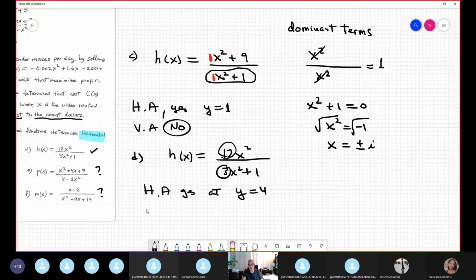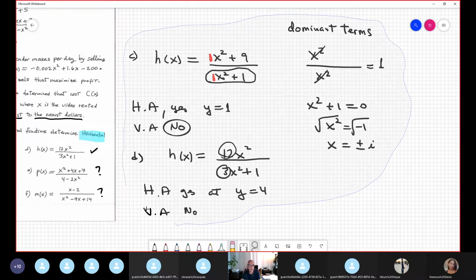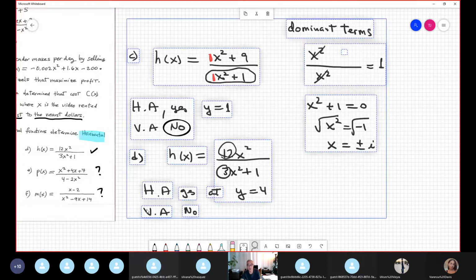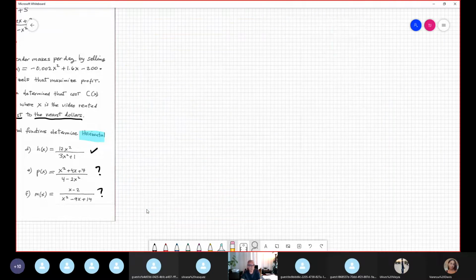Now you separate the dominant term, which is 12x squared on the top and 3x squared on the bottom. You simplify the x squared and the answer is 4. And obviously, the vertical asymptote, by the same reason, we have none, because in the denominator we have a binomial, which is a sum of squares, and this sum of squares is non-factorable. The reason it's non-factorable is because the solution of this quadratic equation is imaginary or complex.